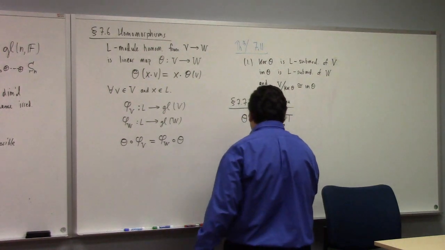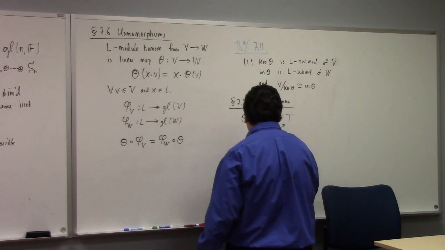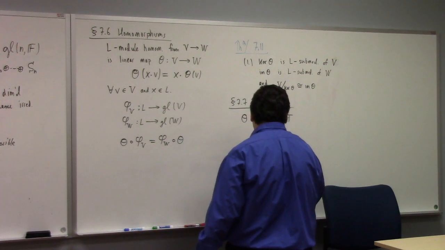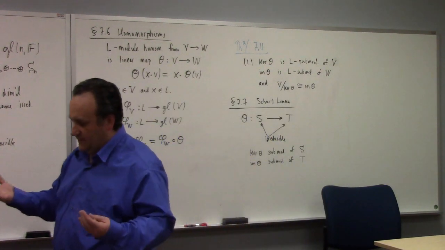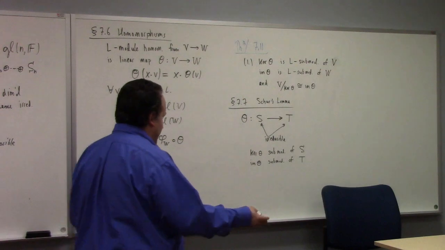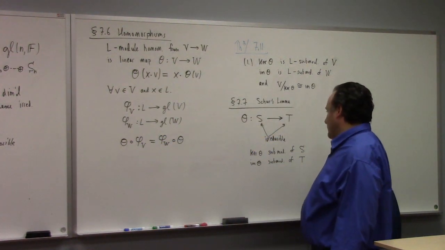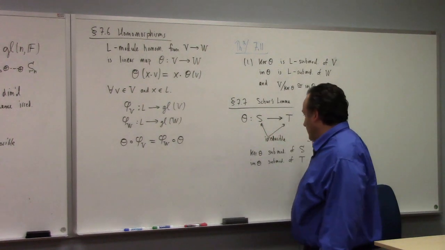So you've got the kernel, a submodule of S, and the image, a submodule of T. Wait, I thought you said it was irreducible. I did. So this is the discussion: suppose you have an L-module homomorphism between irreducible L-modules. What is this forced upon us? Well, the kernel of theta has to be either 0 or all of S, and the image of theta has to be either 0 or all of T. So it's either the zero map or it's the whole thing.